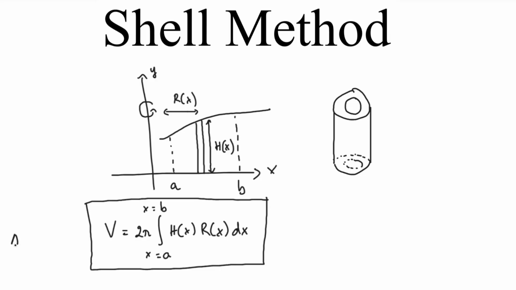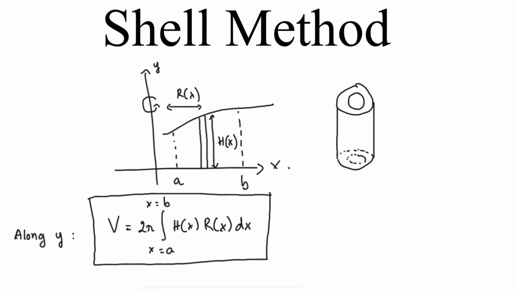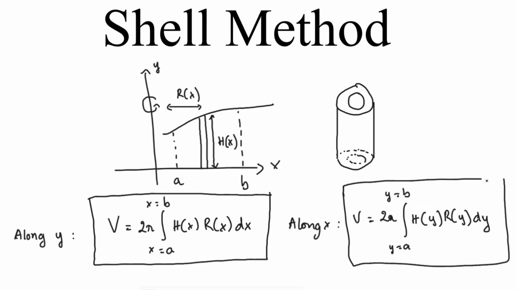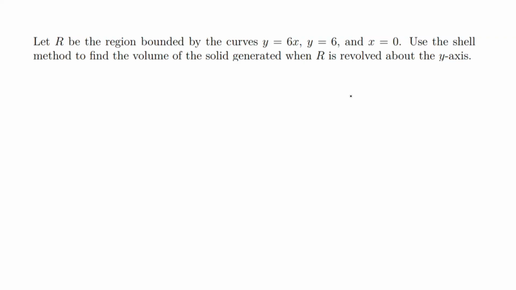This is along the y-axis. If the region is rotating around the x-axis, the formula is going to be v equals 2 pi, integral from y equals a to y equals b, h of y, r of y, dy. So this is the formula when it's rotating around the x-axis. So let's go to the first example.